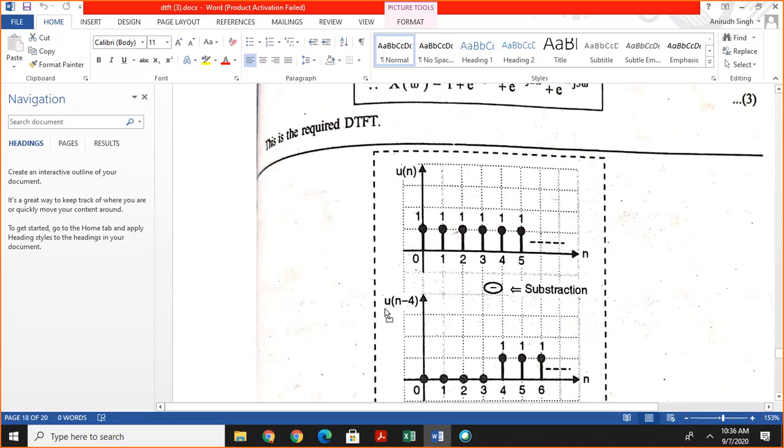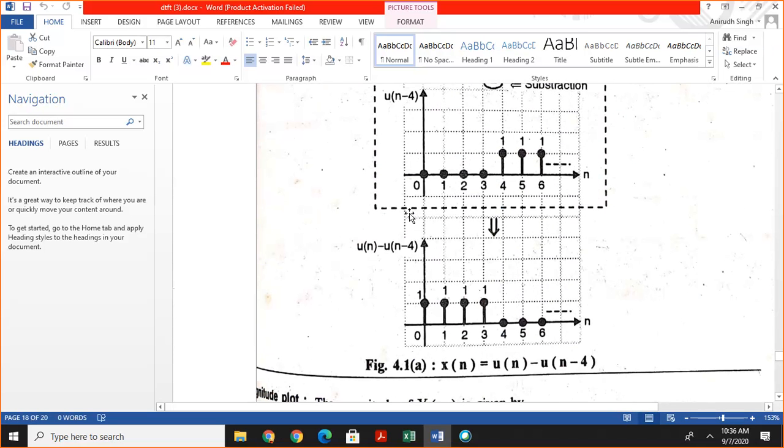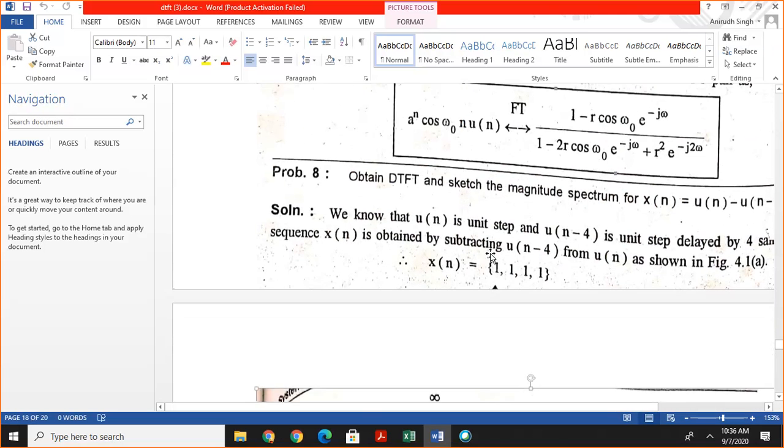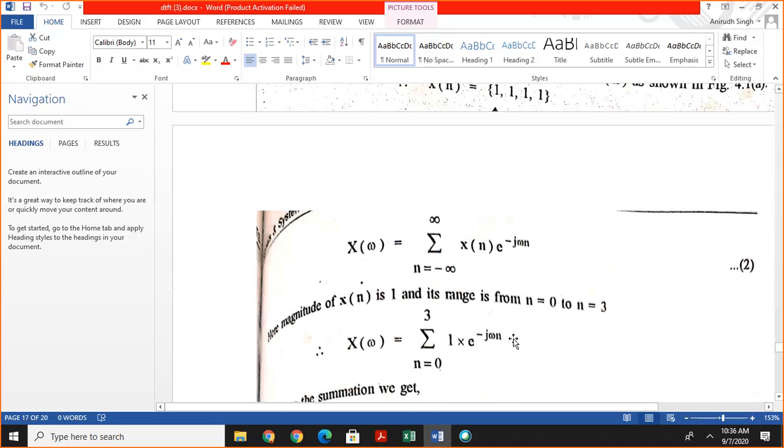If we subtract u of n minus 4 from u of n, then we get u of n minus u of n minus 4 is simply 1, 1, 1 and 1. It means that x of n is 1 when n is 0, 1 when n is 1, 1 when n is 2, and 1 when n is 3.